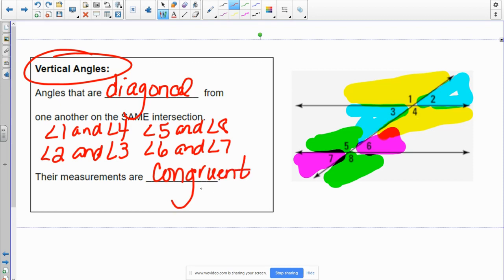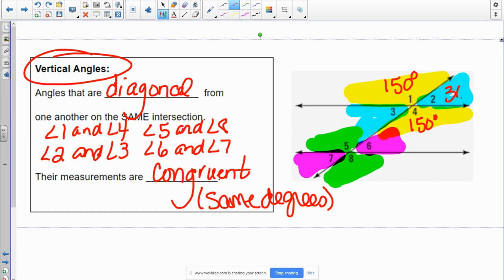Congruent means the same, equivalent, or equal, the same degrees. You can write that if it helps you remember what the word congruent means. For example, if I told you angle 1 is 150 degrees, then I can guarantee angle 4 is also 150 degrees. If I say angle 2 is 30 degrees, then angle 3 is 30 degrees. The nice thing about knowing vertical angles is that if you can recognize them and you know the degree of one of the angles, then you can guarantee you know the degree of the other vertical angle because they have congruent measures.